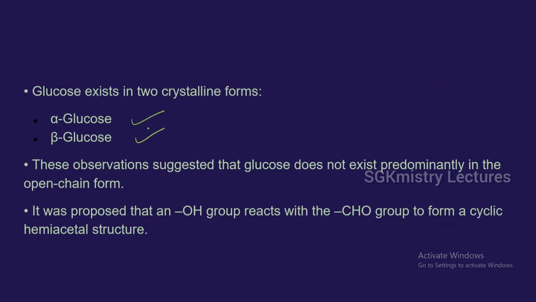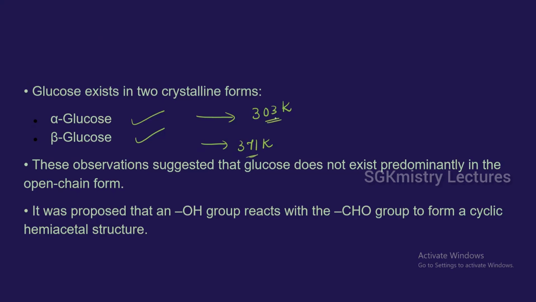Based on this, it was proposed that glucose exists in two crystalline forms, the alpha form as well as the beta form. The alpha form is obtained by crystallization from a concentrated solution of glucose at 303 Kelvin, whereas the beta form is obtained by crystallization from a hot and saturated aqueous solution at 371 Kelvin. So you get two different crystalline forms of glucose.